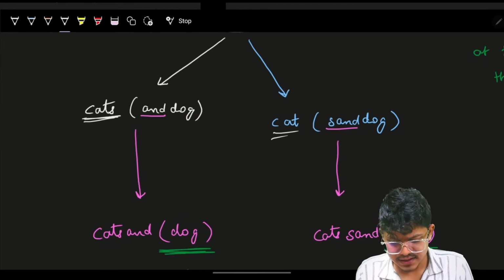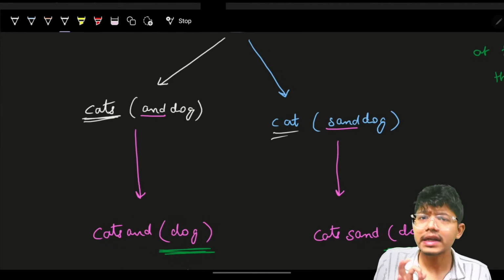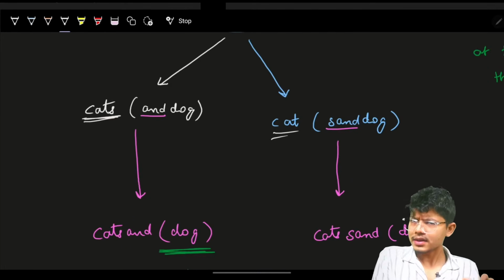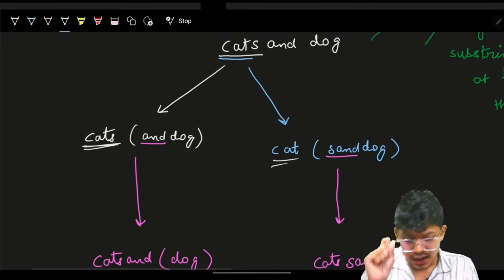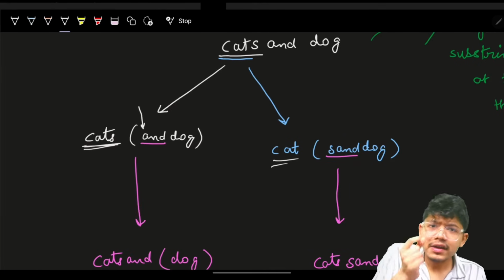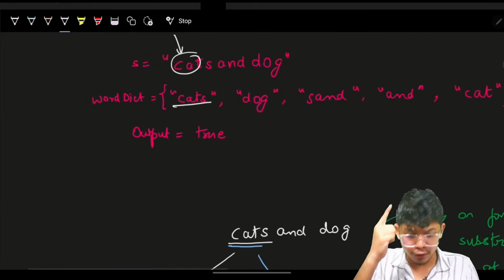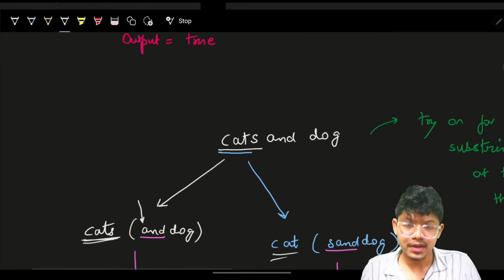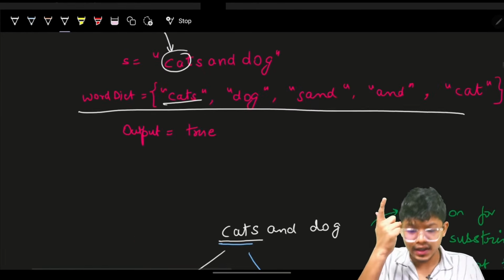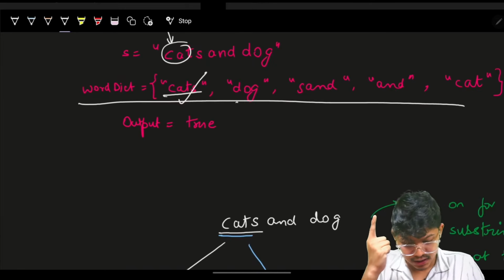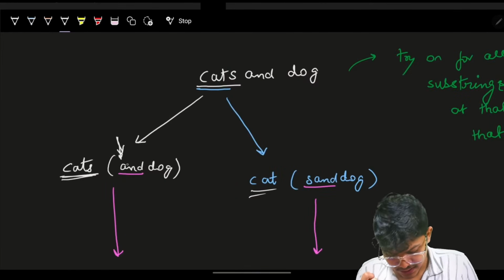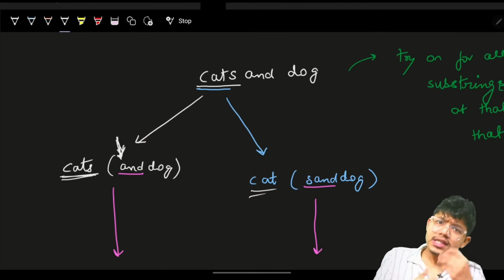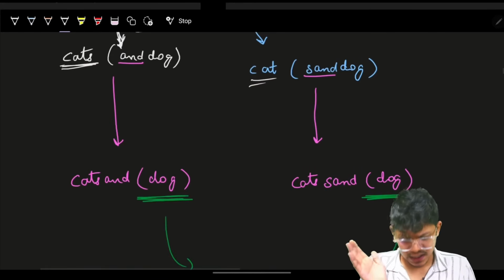Rather we can simply try for just the strings which are already in my word dictionary, which means at this location I will go and look in my word dictionary. At this location, I will try to make cats, dog, sand and cat. I try to make all these. Is it possible? So I'll just ask, and you'll see, yeah, it is possible.